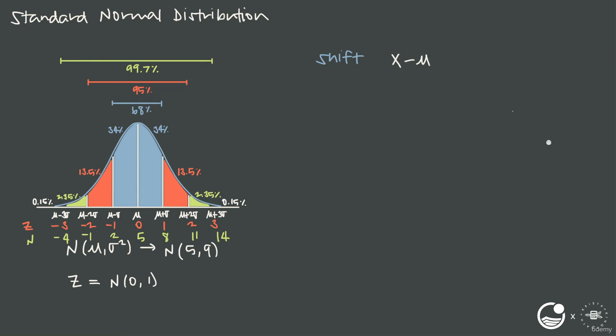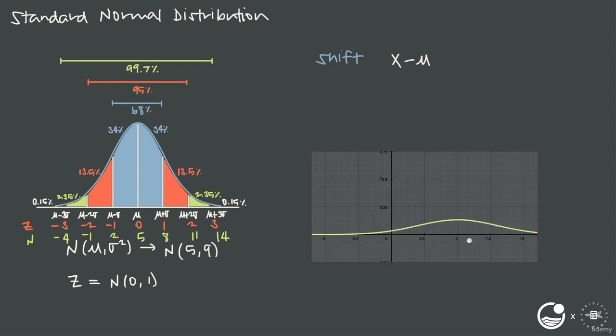Now, let's talk about what this looks like visually. So this is, in fact, a sketch of the normal distribution with mean 5 and standard deviation 3. So what we're starting with here is the normal distribution of the random variable here with mean 5 and standard deviation 3, or variance 9. This is what its probability distribution looks like.